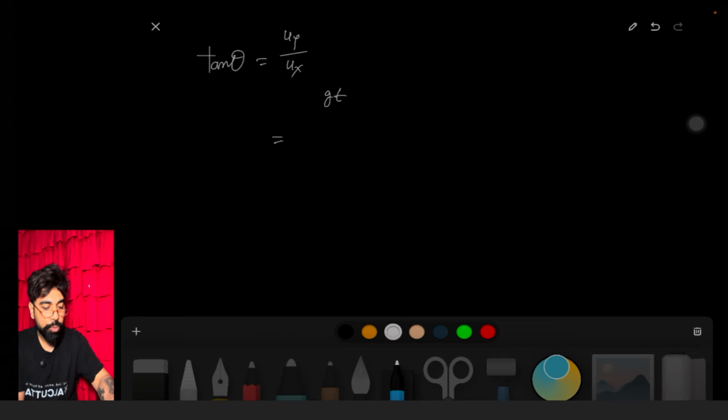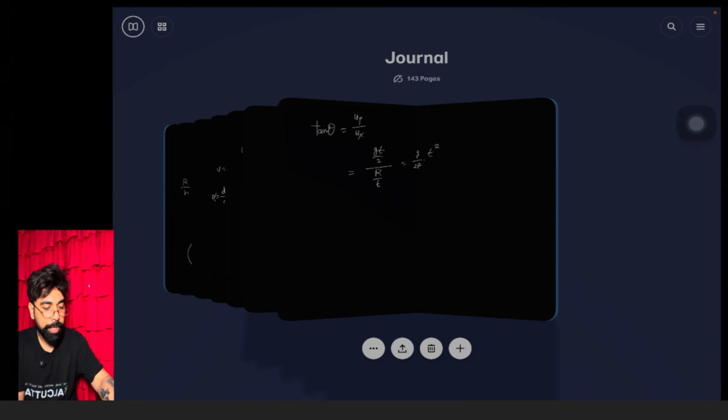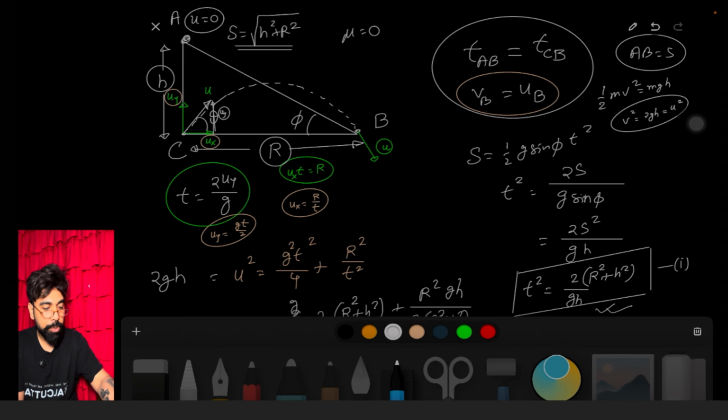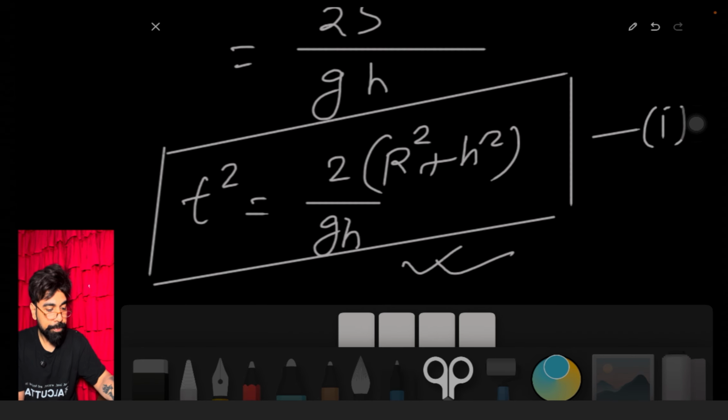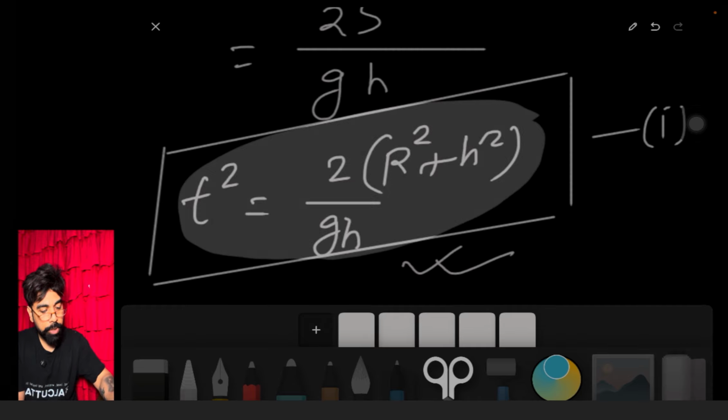Now if you remember, what was your uy? Uy was gt by 2. What is your ux? It is r by t. So I am getting g by 2r into t square. But what is t square? If you see here, we got t square from equation 1. So this is my t square.